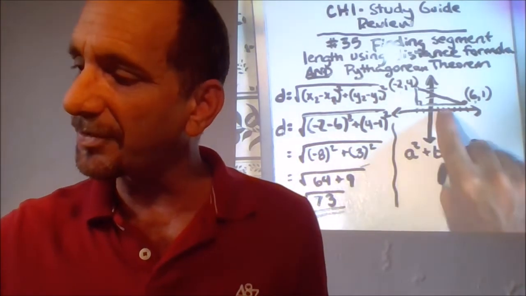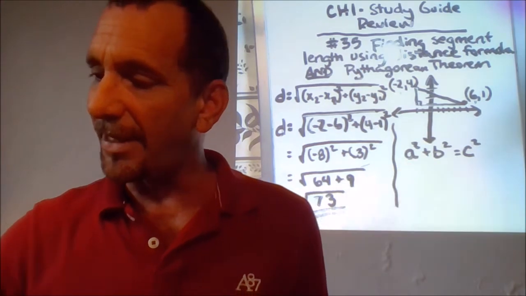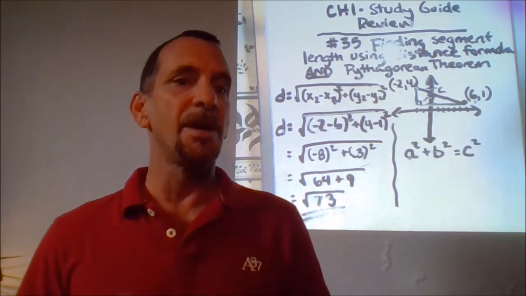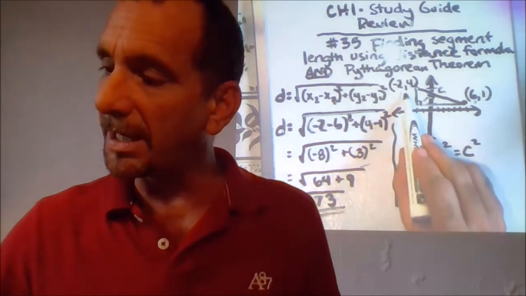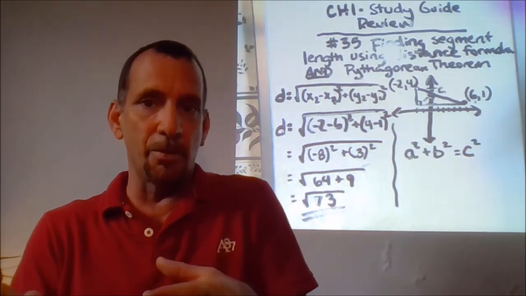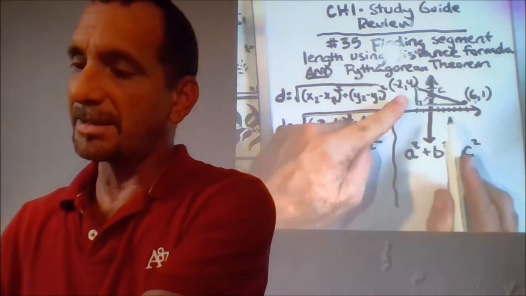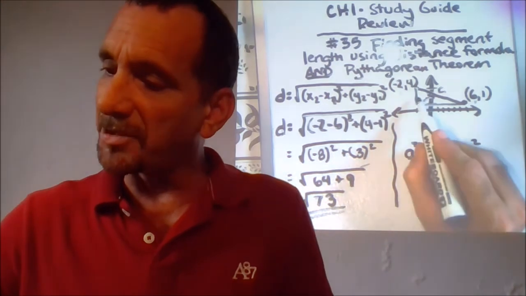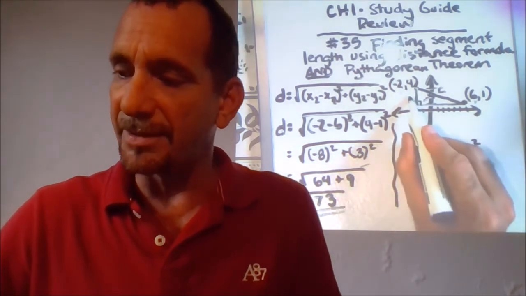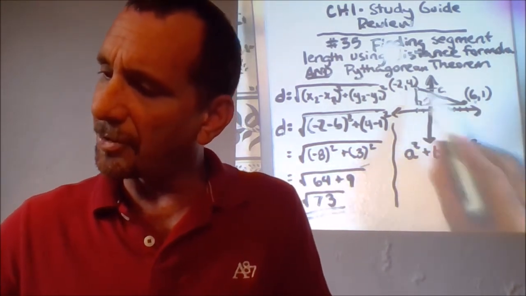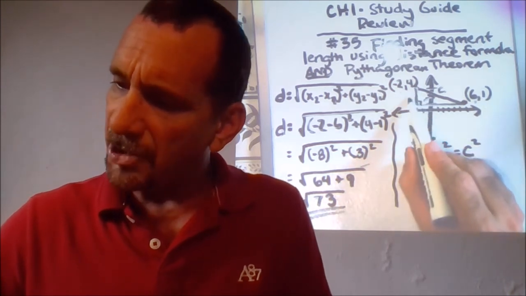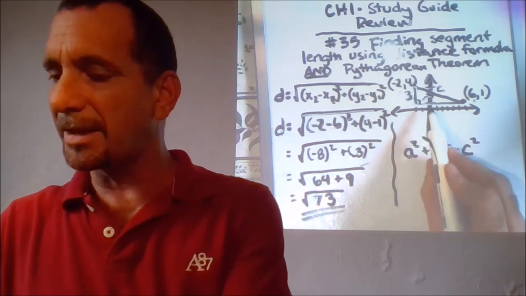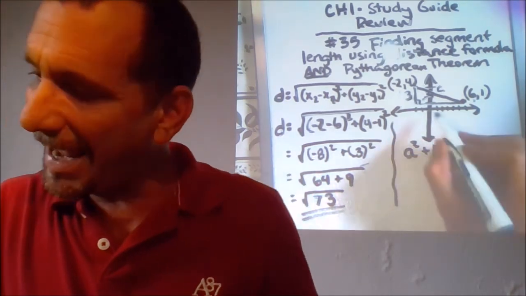I need to get the lengths of the sides of that triangle, because we know this is C, and that's the hypotenuse across from the right angle. We need to know what are A and B. Does it matter what A and B are? As long as they are the two legs, you can choose either one. A squared, I'm just going to say, is the difference in the y's. So I'm going to say, how many did I go down in the y's? 1, 2, 3 units. And then I went over in the x direction, 8 units.